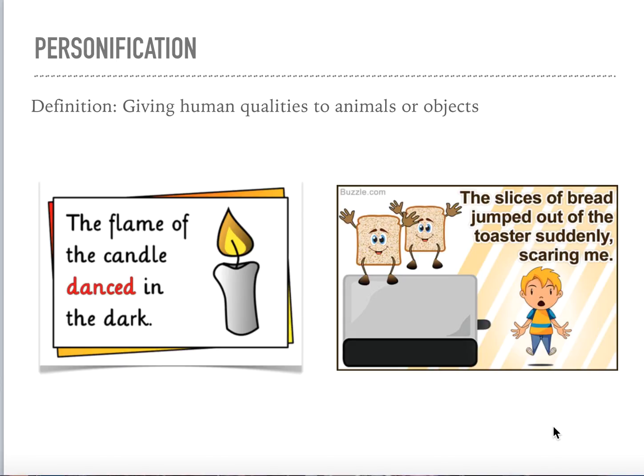Okay, so when we're thinking about animals or objects and we're giving them human qualities, we need to think personification. We need to think that the author is giving these objects or animals human characteristics to bring them to life, to make them have more of an effect, to make them more important to the reader. Almost making it more descriptive. Okay. So, again, personification is giving human qualities to animals or objects.